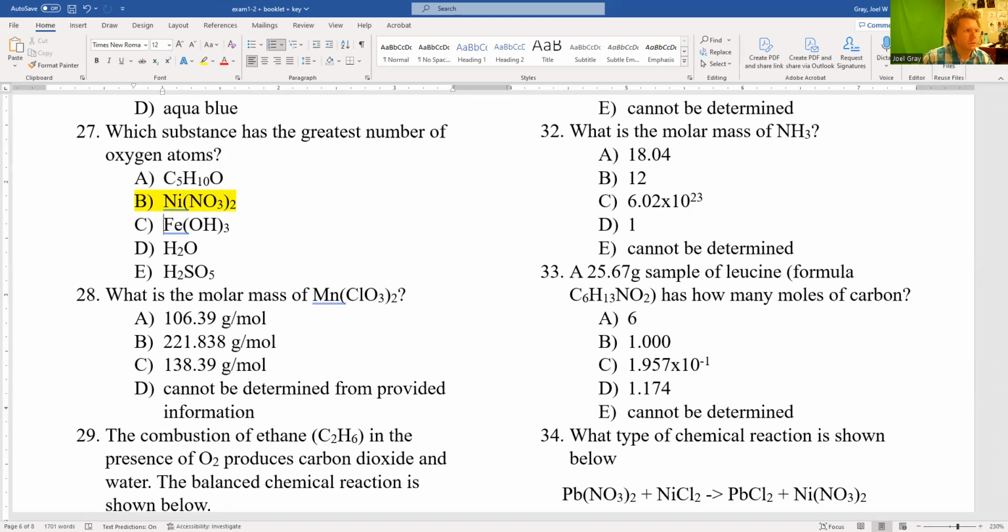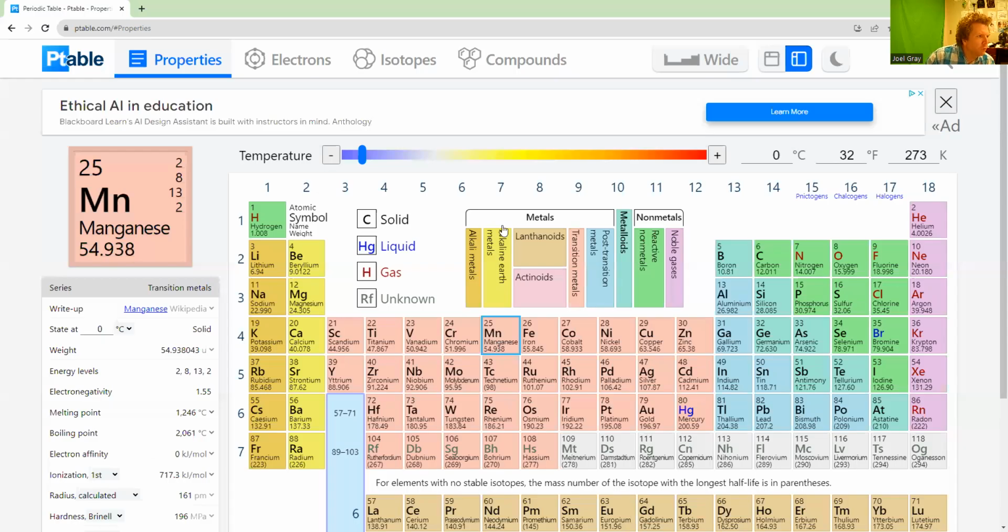Next up is MnClO3. And this is manganese chlorate. In order to answer this question, you have to have the periodic table before you. So I'm going to go ahead and share the periodic table. Mn is 54.938. So I'll plug that into my calculator.